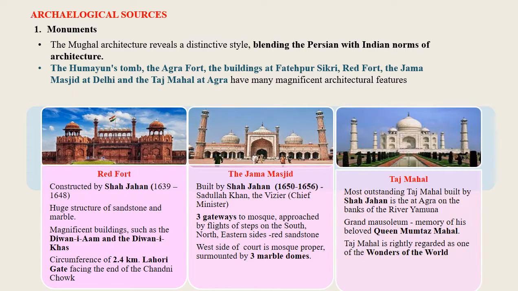Taj Mahal. The most outstanding monument built by Shah Jahan is the Taj Mahal at Agra on the banks of the river Yamuna. This grand mausoleum was built in memory of his beloved queen Mumtaz Mahal. The Taj Mahal is rightly regarded as one of the wonders of the world for its majesty and splendor. The grace and loveliness of these structures are examined in detail later in the chapter under the heading The Mughal Architecture.